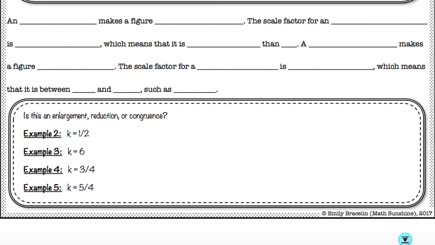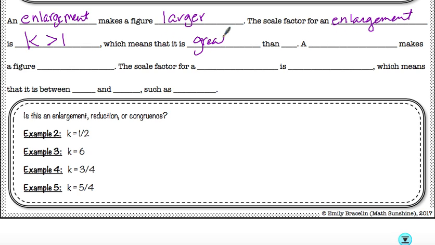Okay, let's go ahead and fill in the blanks. The blanks say an enlargement makes a figure larger. The scale factor for an enlargement is, we use the letter K for scale factor. K is greater than 1. So K is a number larger than 1 when the figure gets larger, which means that it is greater than 1.